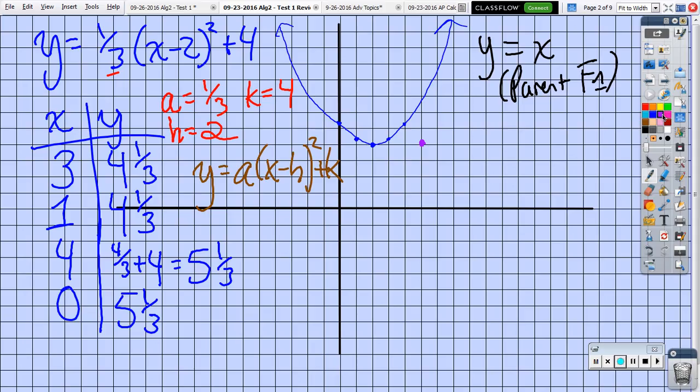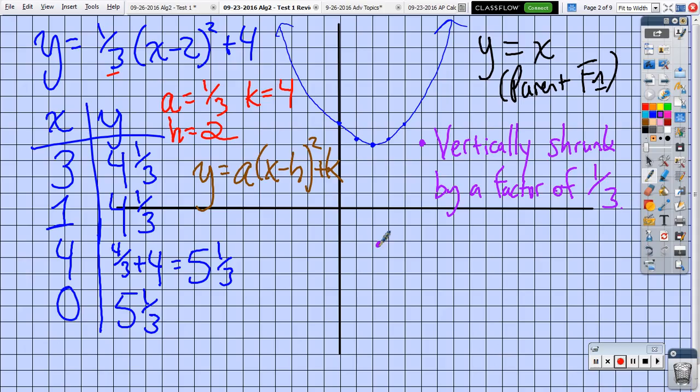That's not really a transformation of the parent function because the parent function starts concave up. Remember, the parent function is just your basic parabola with vertex at (0, 0). It's compressed because the absolute value of a is between 0 and 1. So this is vertically compressed or shrunk, whichever word, vertically shrunk by a factor of 1/3. That's one thing. What's another thing we could say about this?